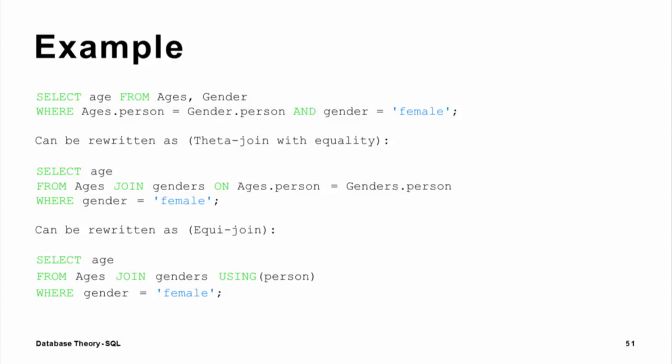And since the column names from those two tables are the same, they were person, you could instead go for the last example, where you are saying from ages join genders using person, which means use the person column from those two tables. All right?